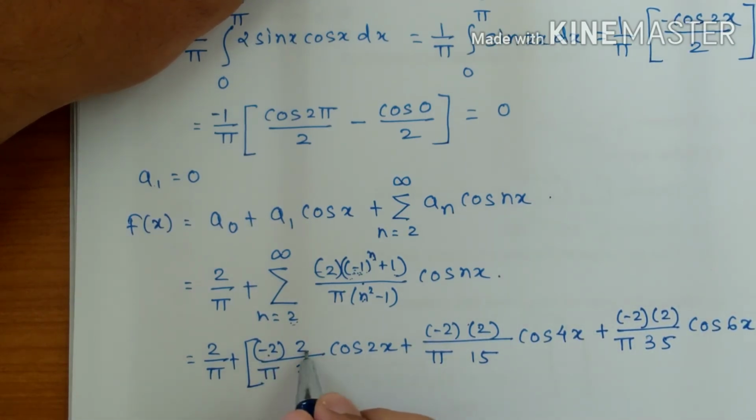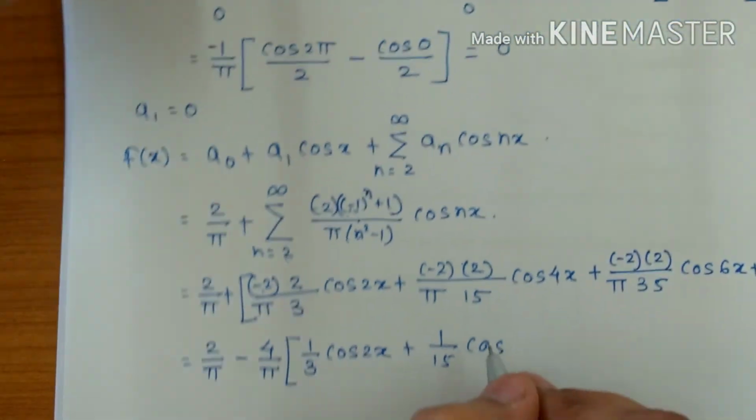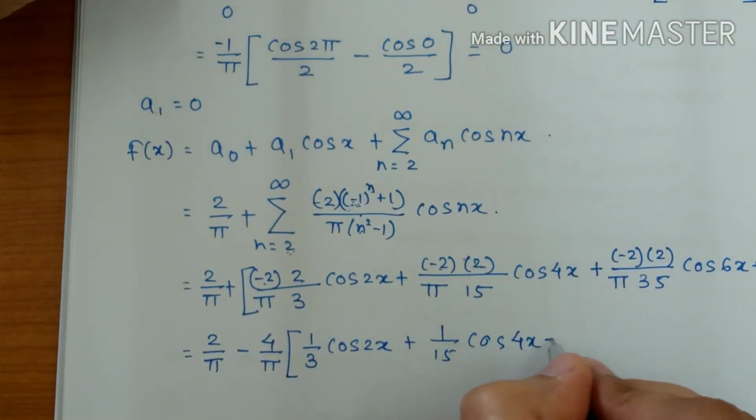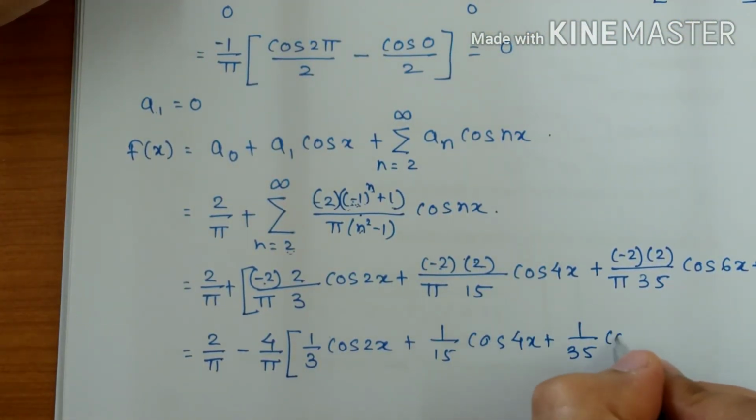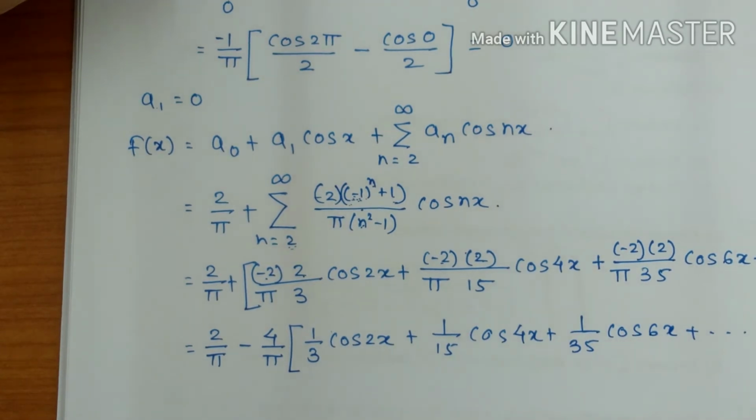See, minus 2 into 2, minus 2 into 2, minus 2 into 2, that gives minus 4 in each term. And minus 4 upon pi will be treated as a constant. I am taking it outside. So 2 upon pi minus 4 upon pi into bracket 1 by 3 into cos 2x plus 1 by 15 into cos 4x plus 1 by 35 into cos 6x plus and so on, like this. Okay. So this is the expected Fourier series expansion.